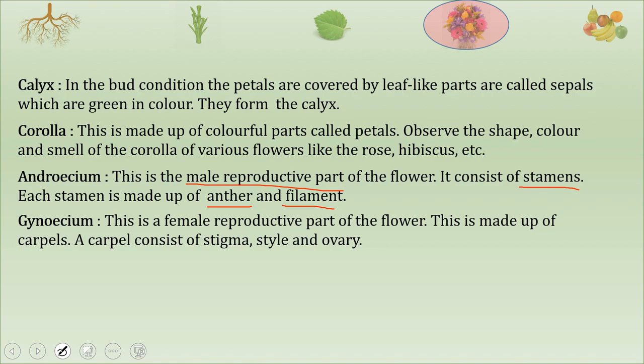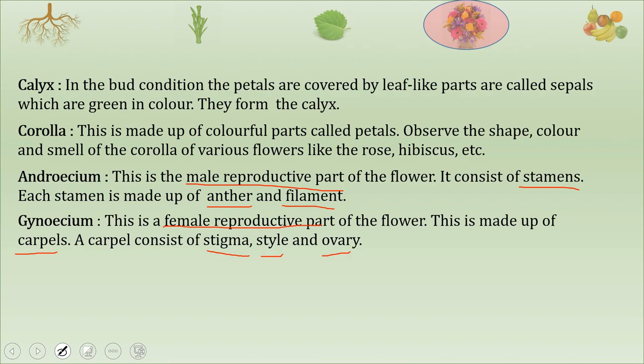Next is gynoecium. This is the female reproductive part of the flower. This is made up of carpels, and a carpel consists of style, stigma and ovary. Again I repeat, gynoecium is the female reproductive part of the flower. It is made up of carpels, and a carpel consists of stigma, style and ovary.